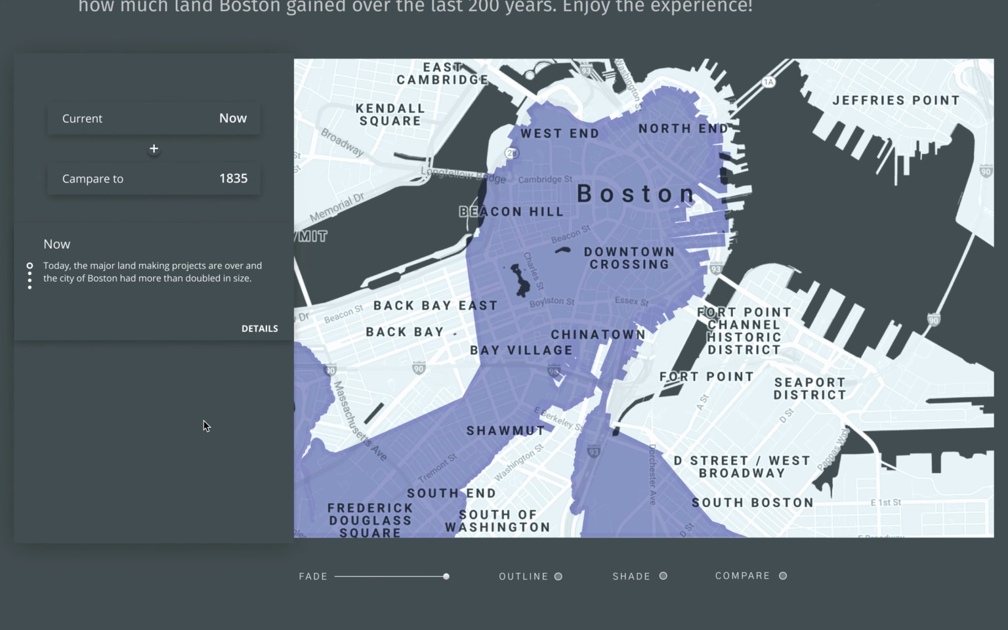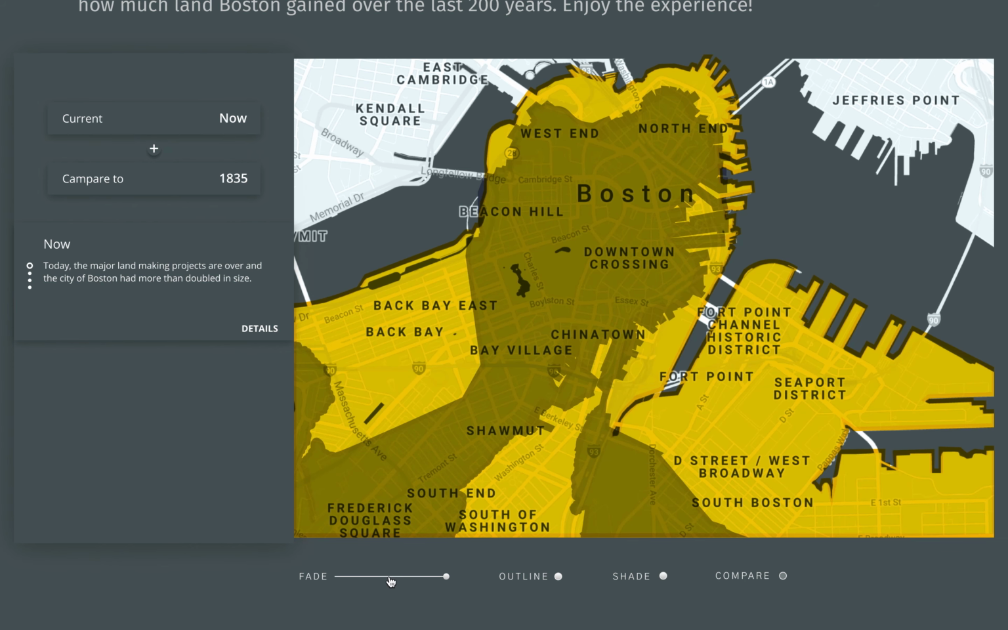But I'm curious how much land Bostonians have gained over the 200 years. By comparing the map of today with the map of 1835, I realized that the Seaport District, Back Bay and partial of South End were all under the water 200 years ago. The apartment I'm living in right now didn't even exist in 1835.